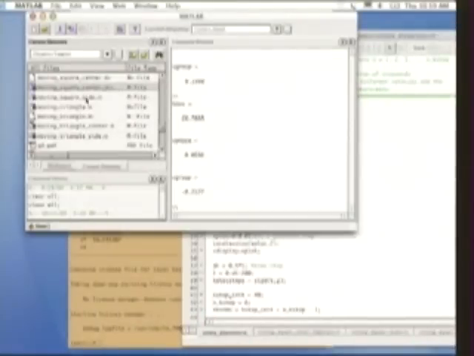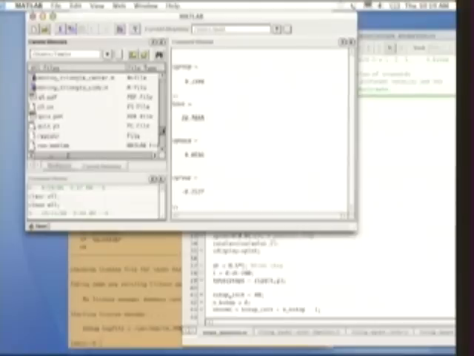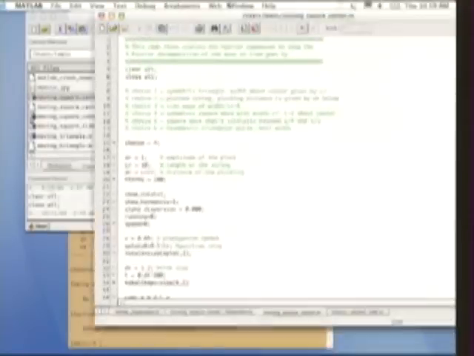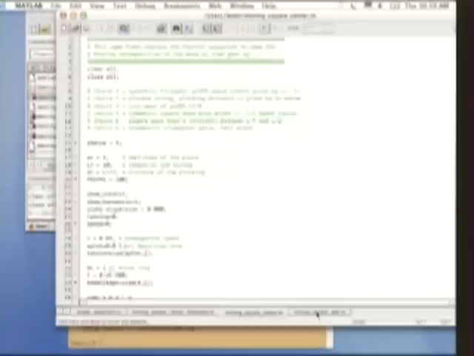I think I have to find that program. Moving triangle. Okay, this is the one. All right. This is it, moving square at the center. So, are you ready for this?